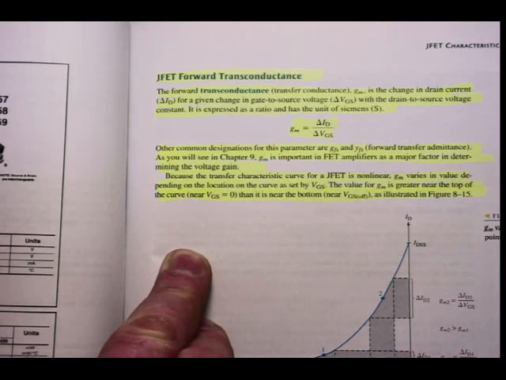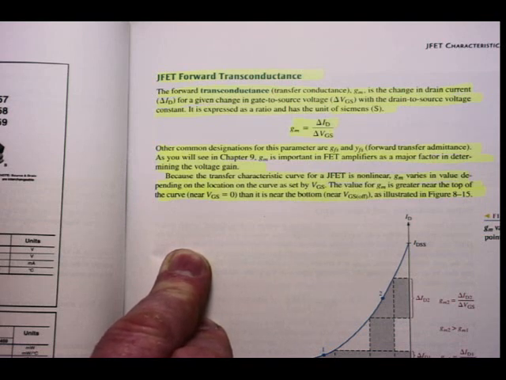Now if I look at that formula, GM, I can see it's current divided by voltage, which is the reciprocal of resistance. R is equal to V over I, isn't it? Now this is I over V. That is Siemens. That's a forward transconductance.